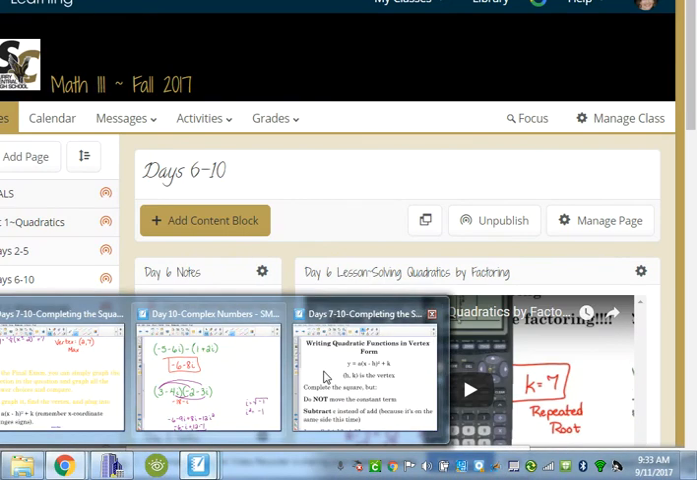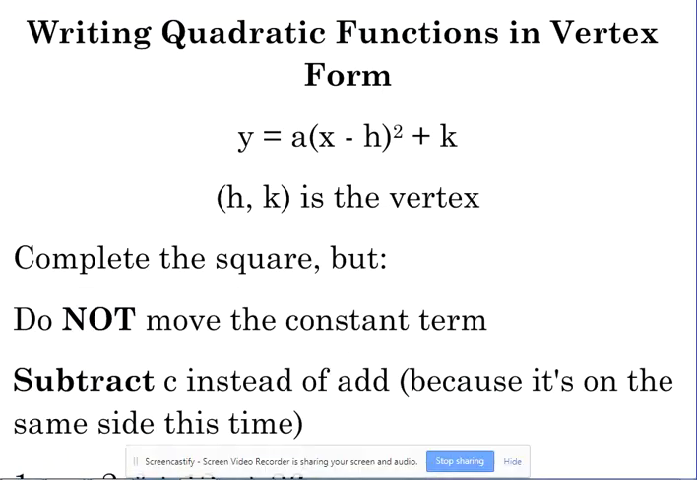Recommended you use the calculator. But this method allows us to find the vertex with a little bit less dependency on our calculator, okay? So we're used to standard form of a quadratic, ax squared plus bx plus c. That's standard form. That doesn't tell us anything about the intercepts, doesn't tell us anything about the vertex. The only thing that looking at that equation will tell us is the y-intercept.